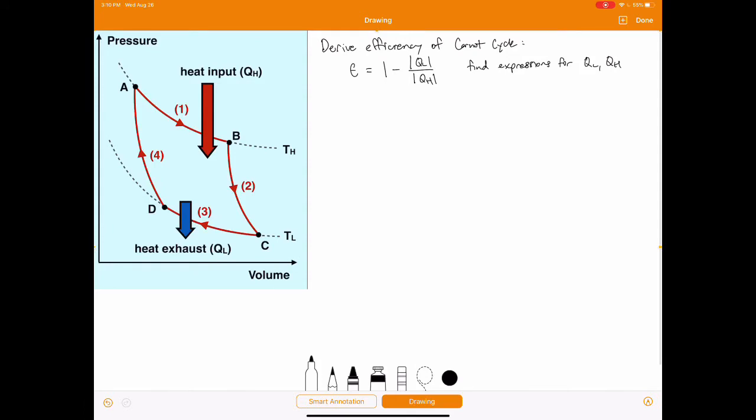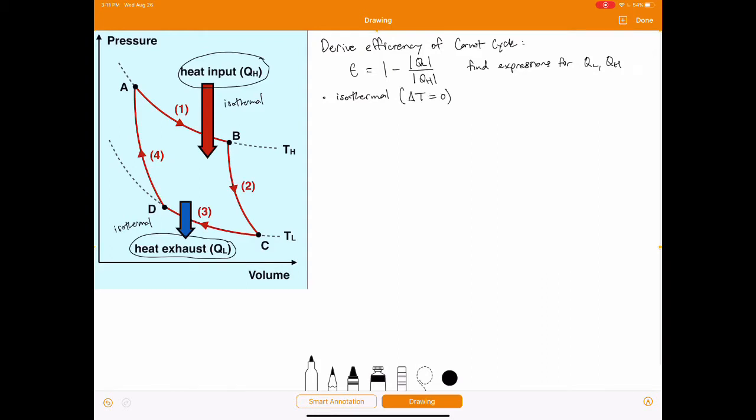Now remember, QH, that happens during the isothermal process. And QL, the heat exhaust, also happens during another isothermal process. So let's just focus in general on the isothermal process for now. And remember, this means there's no temperature change.